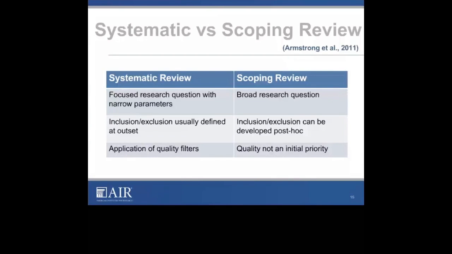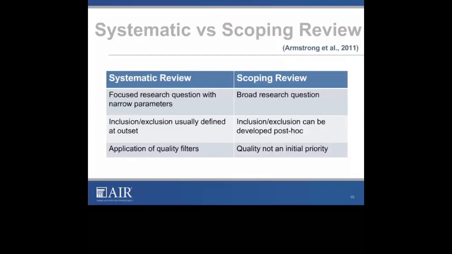In a systematic review, the inclusion and exclusion criteria are usually defined at outset, very precisely defined for maximum replicability. In the scoping review, there will be some initial inclusion-exclusion criteria, but they might develop over time as the researchers are looking at more and more resources, are becoming aware where the major outlets are located, and they might revise their inclusion-exclusion criteria as they keep on going.